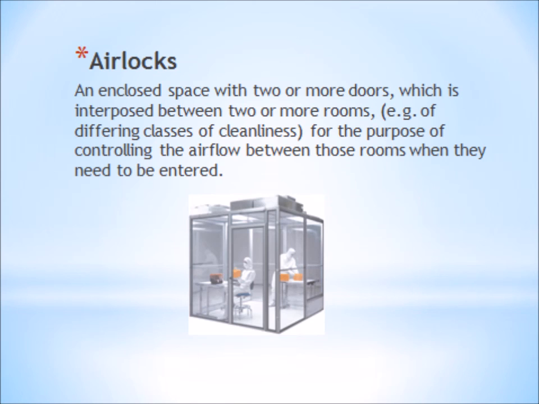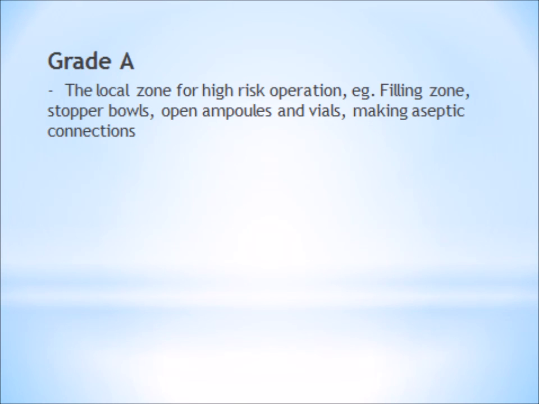Airlock: an enclosed space with 2 or more doors, which is interposed between 2 or more rooms, for example of differing classes of cleanliness, for the purpose of controlling the airflow between those rooms when they need to be entered. Grade A, the local zone for high-risk operation.